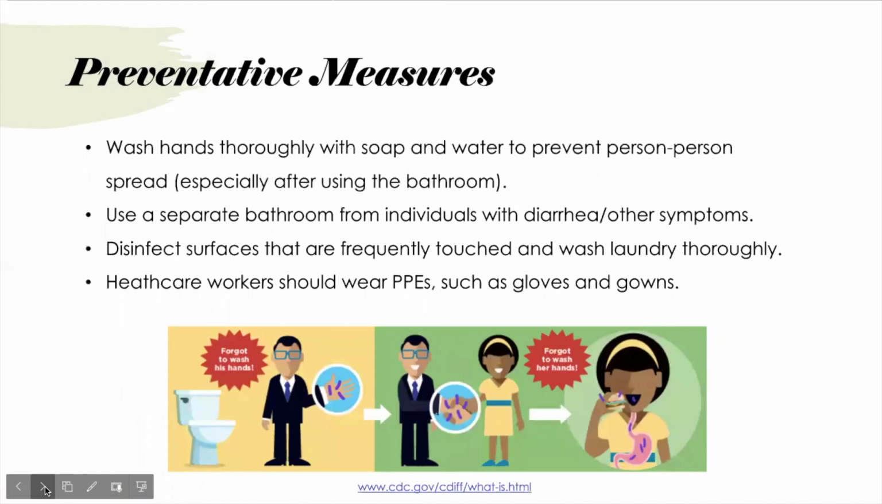To prevent getting C. diff from someone who already has it, wash hands thoroughly with soap and water to prevent person-to-person spread, especially after using the bathroom. Use a separate bathroom from individuals with diarrhea or other symptoms, and disinfect surfaces that are frequently touched, as well as washing laundry thoroughly. Healthcare workers should always wear PPE, or personal protective equipment, such as gloves and gowns, when dealing with a patient infected with C. diff.